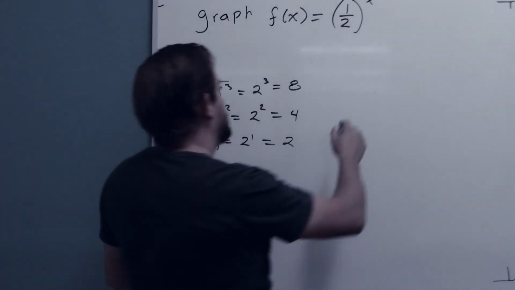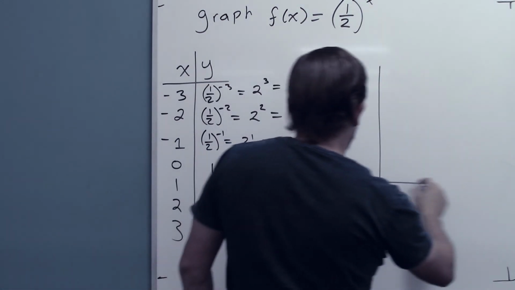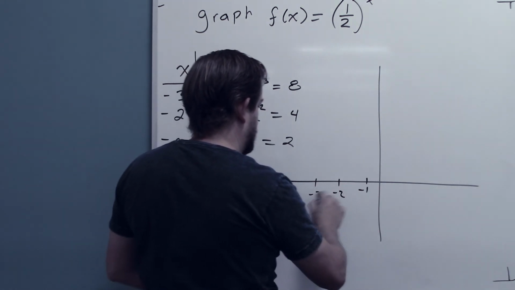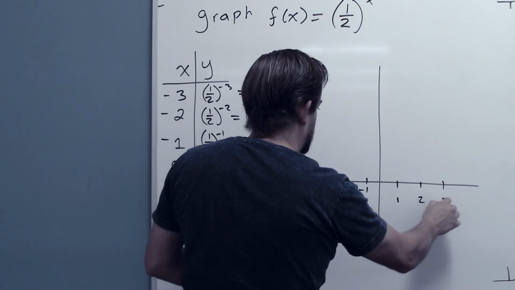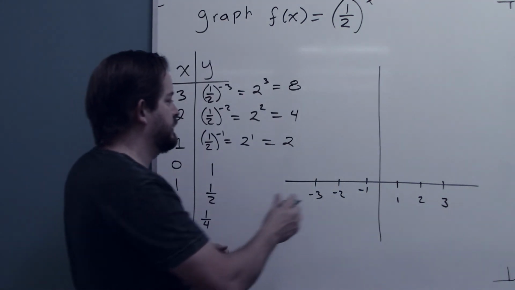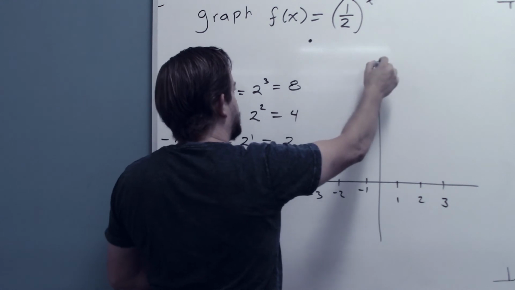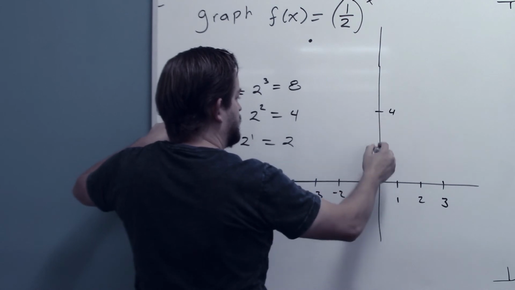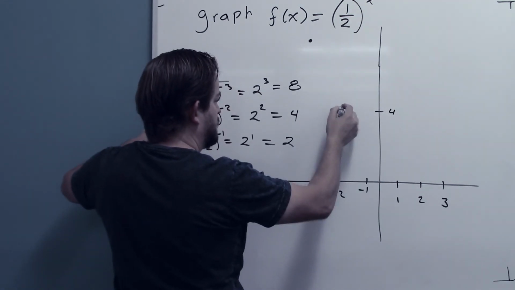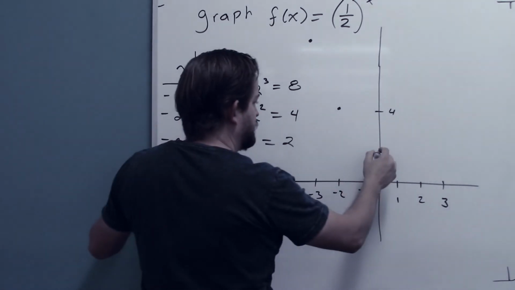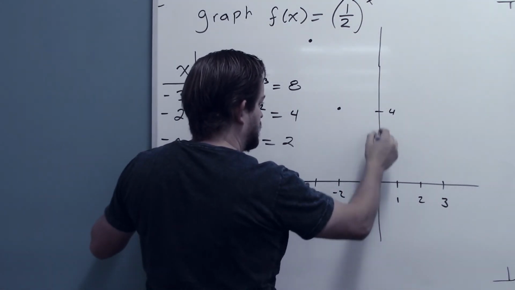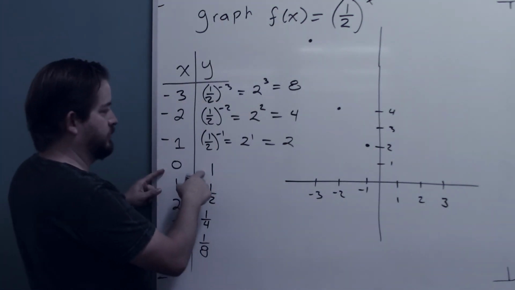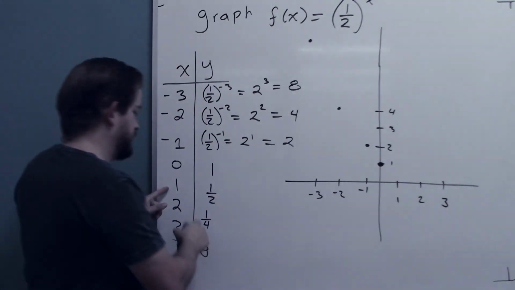So if I go to graph this one, if x is -3, I have 8, so I'm already starting pretty high. If x is negative 2, y is 4, so we'll just call it there. If x is negative 1, y is 2. If x is 0, y is 1. If x is 1, y is a half.